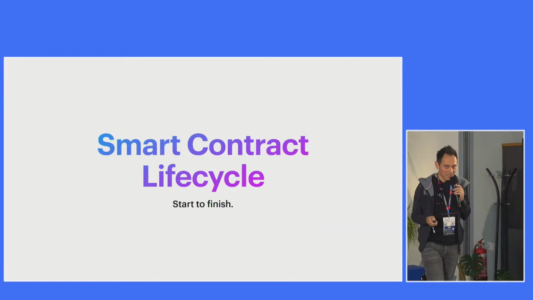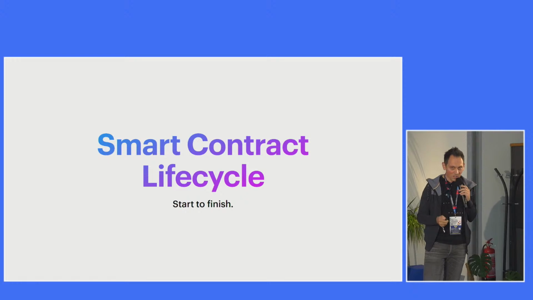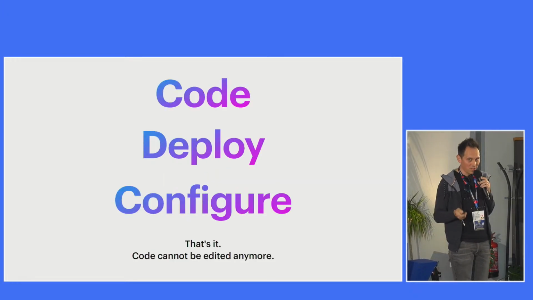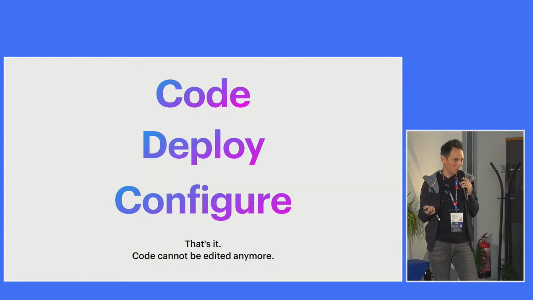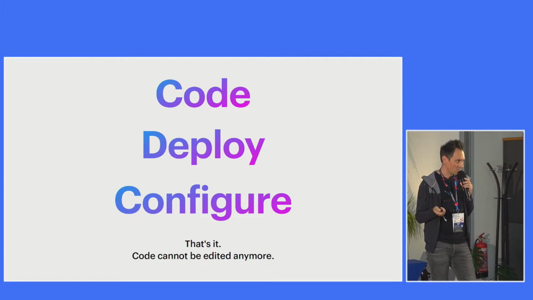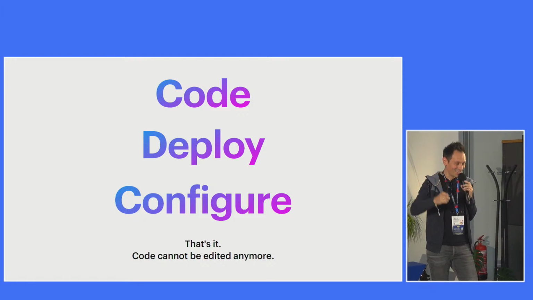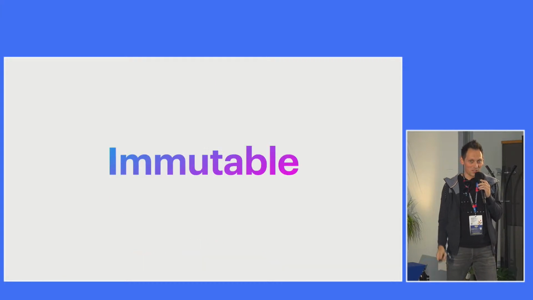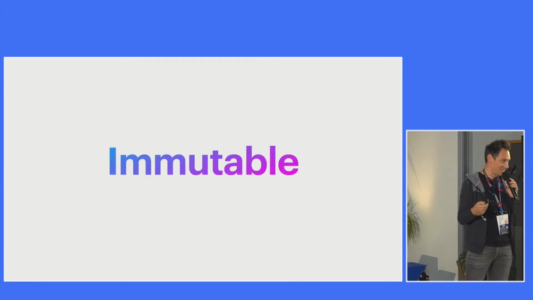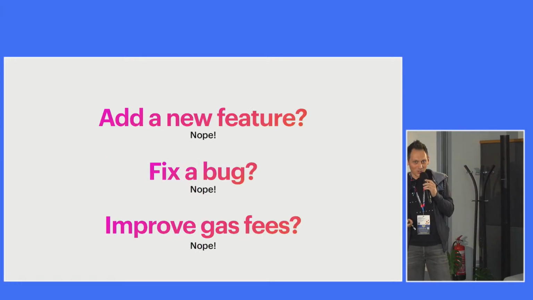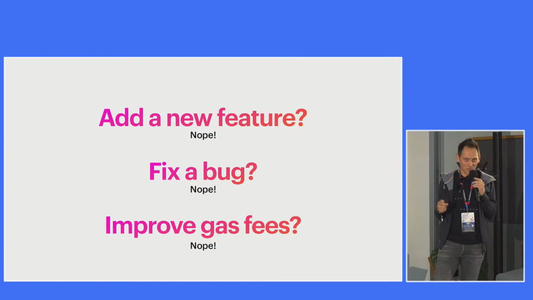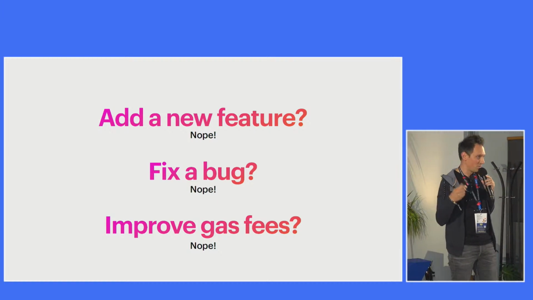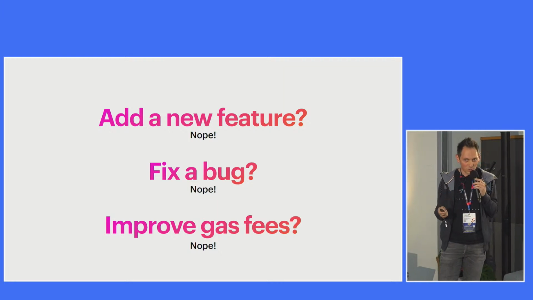Okay, so the life cycle of a smart contract is like this: you code it, you deploy it, you configure it, and that's it. You can't change the code anymore, right? Who knows what I'm talking about? All right. So it's immutable. I want to make you feel bad right now, because I cannot change my code anymore. What the hell? If you want to add new features, nah. If you want to fix a bug, not possible. If you want to improve gas fees by changing your function to be more efficient, you can't do that.